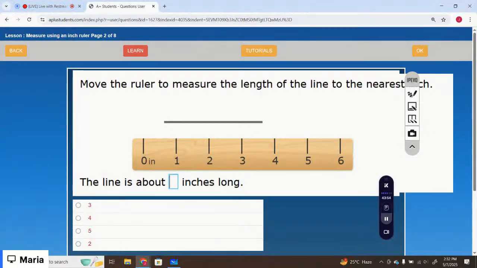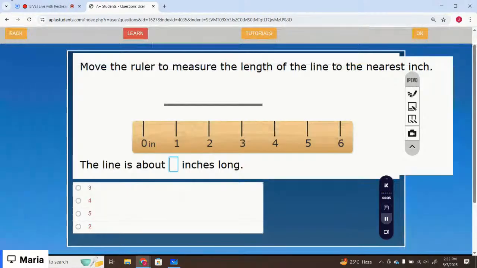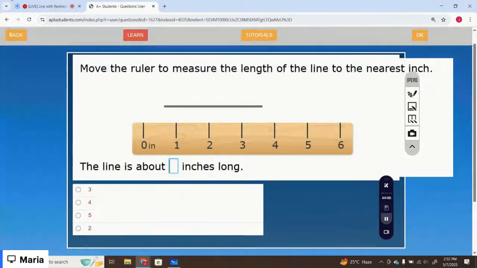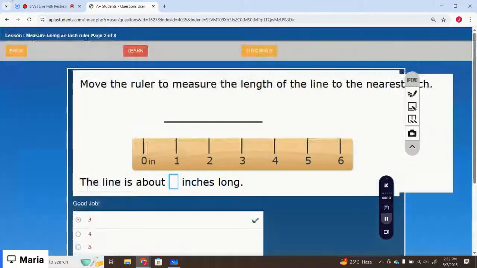Move the ruler to measure the length of the line. So when you line up the zero with the left end of the line, that is again, I think, 3 inches long. Option number one is the correct option.